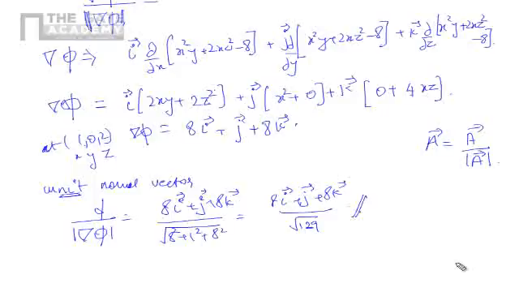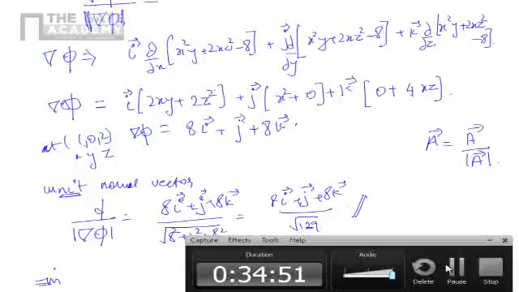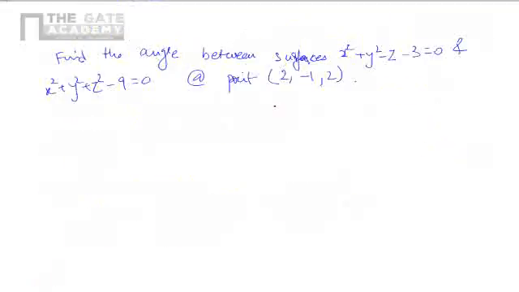Okay. Now let us solve one more problem. This is another interesting one. Let me take a new page for this. So this is the question. The question is, find the angle between the surfaces x square plus y square minus z minus 3 equal to 0 and x square plus y square plus z square minus 9 equal to 0 at (2, -1, 2).